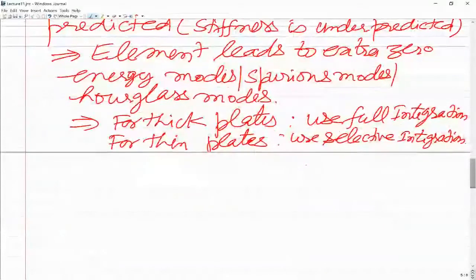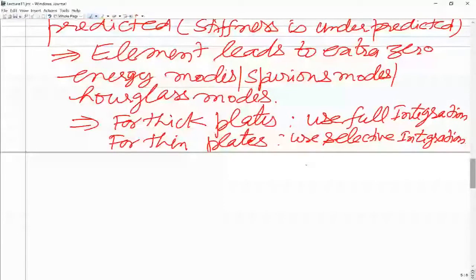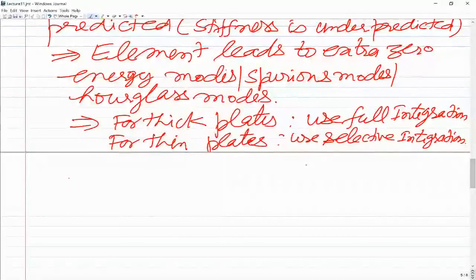Now, if you develop an element or you want to test an element, even in the packages, you do an eigenvalue analysis of a single element. You just take a plate depending on what you want to analyze, thick or thin, carry out its eigenvalue analysis, and check how many zero eigenvalues there are, what the corresponding modes are, and whether they are physically correct rigid body modes or spurious modes. If spurious modes are present, then that element would over predict deflection.